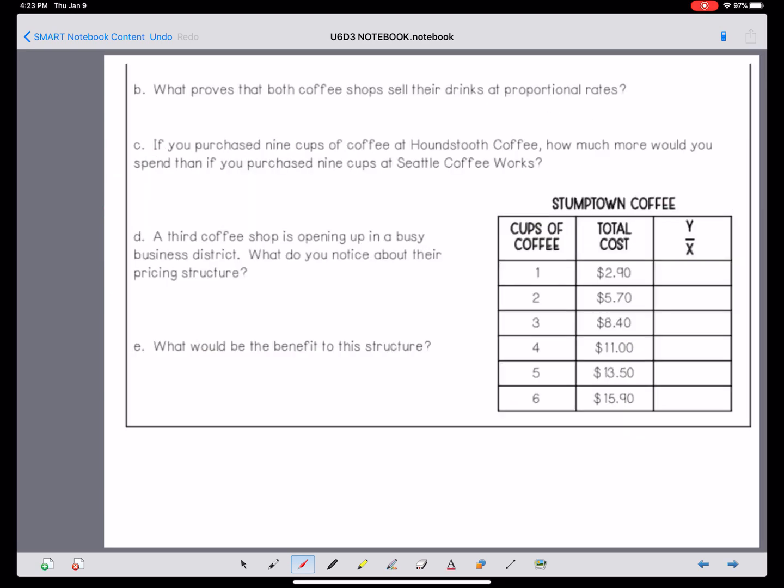So we can put on here, what do we notice, or what proves that both coffee shops sell their drinks at proportional rates? Well, the ratio of y over x is the same all the way down for the entire graph. So that means that they have a constant rate. So I'll just write out constant rate.